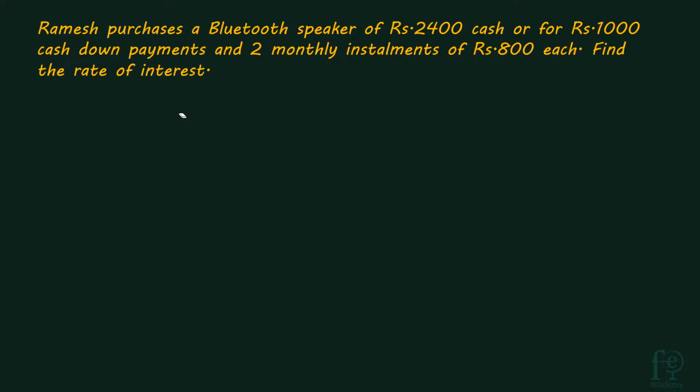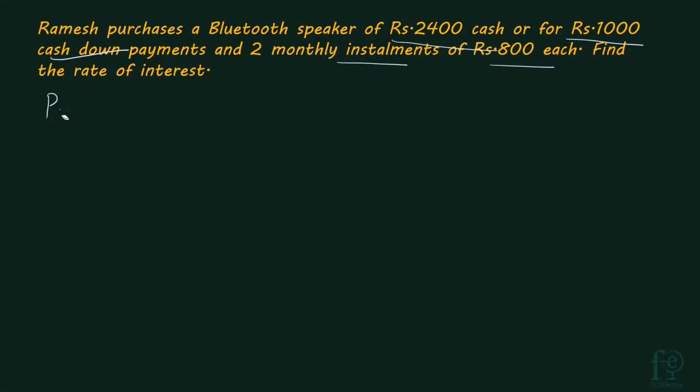Now let's go to the second question. Ramesh purchases a Bluetooth speaker for rupees 2400 cash or for rupees 1000 cash down payment and 2 monthly installments of rupees 800 each. Find the rate of interest. So here also a similar kind of question. You have 2400 cash, or you have to give rupees 1000 cash down payment and the monthly installment is given as rupees 800 each, and you have to find the rate of interest.